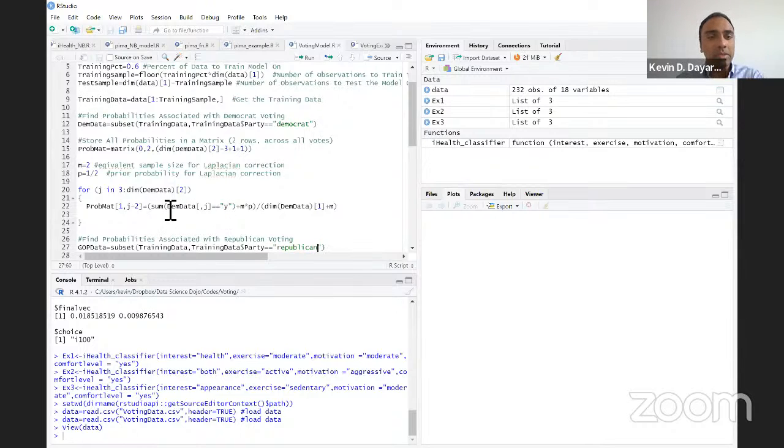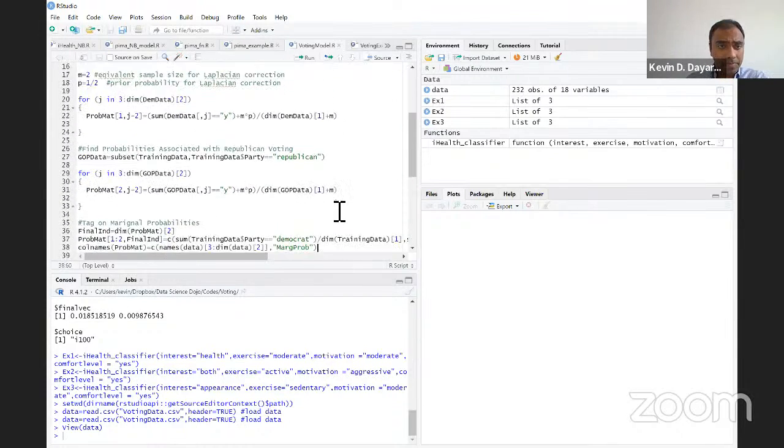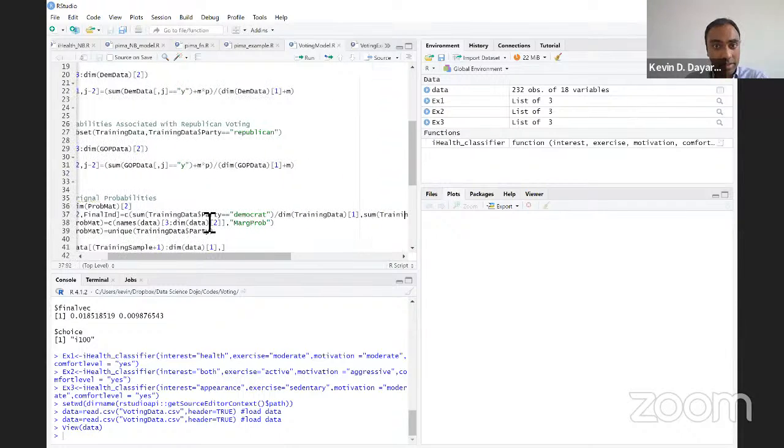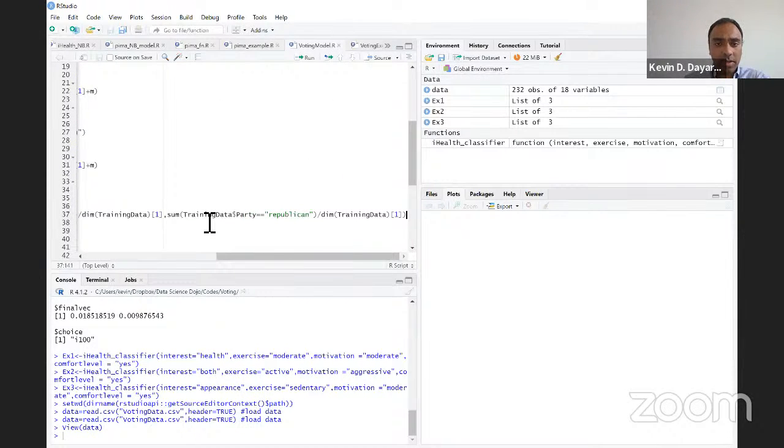This loop goes through the data. I encourage you to look at this in your own time. I don't want to spend too much time on this in the interest of time. That computes the probabilities of yes votes. Engaging in this Laplacian correction, you can see m times p all over in the numerator and m in the denominator. Do the same for the Republican Party. We again tag on the marginal probabilities, the number of Democrats over the dimension of the training data, the number of Republicans over the size of the training data.